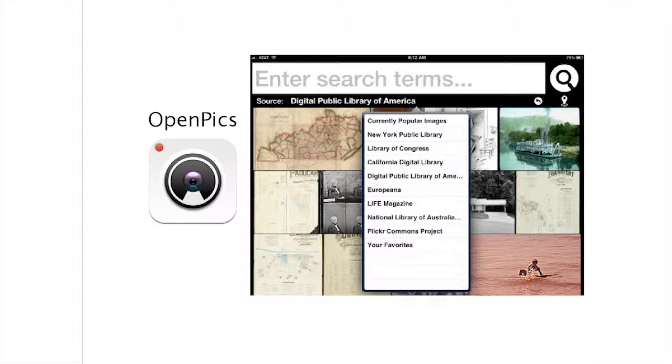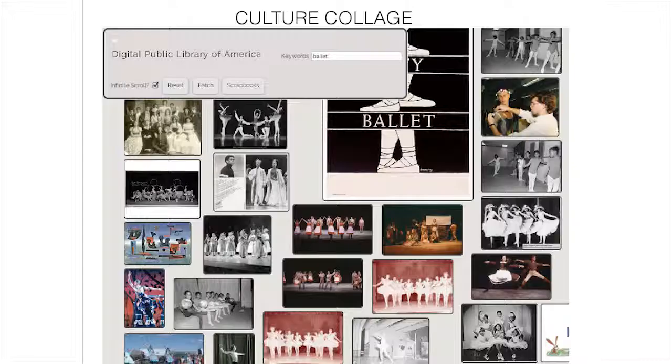So one of the apps that's been built is an iOS app called OpenPix. You see there's a number of sources that they're pulling data from here. But this is just a simple search for Kentucky, and you can see images that are tagged in some way that have the word Kentucky in them that are found in the Digital Public Library of America. Again, this is on your iPhone. If you scroll over, you actually get metadata about the images, so you can see where they came from, the title of the image, those kinds of things.